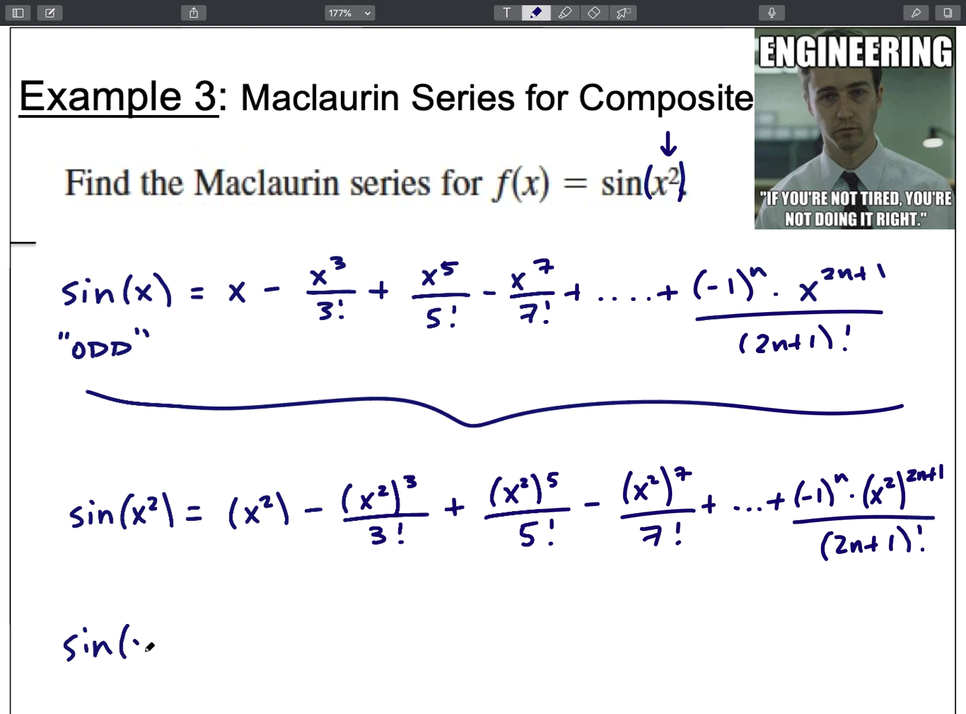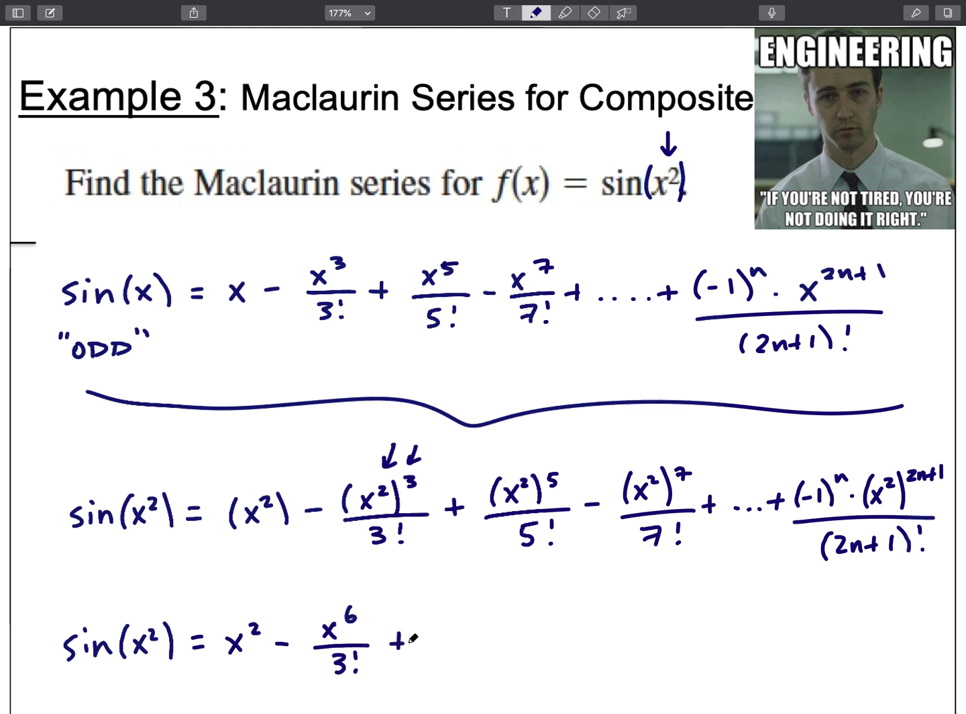So in this case, we could say for a final answer, sine of x squared starts with x squared minus, how about x squared to the 3rd? Do you remember when you take exponents of exponents, what operation? Well, it's going to be multiplication. So that will turn into x to the 6th over 3 factorial. We just go down the line.